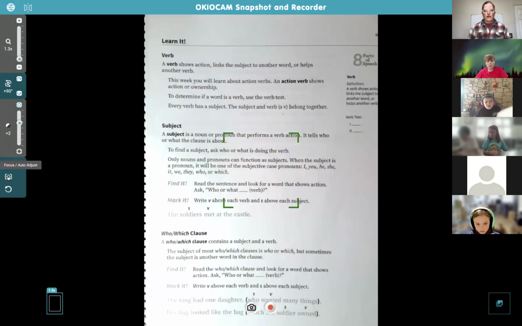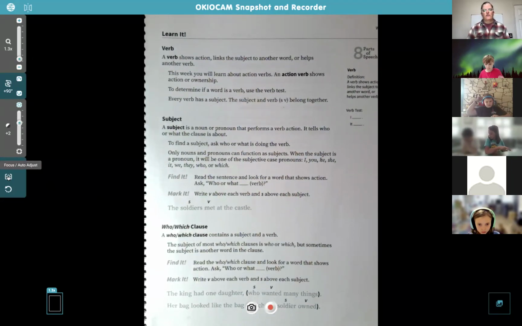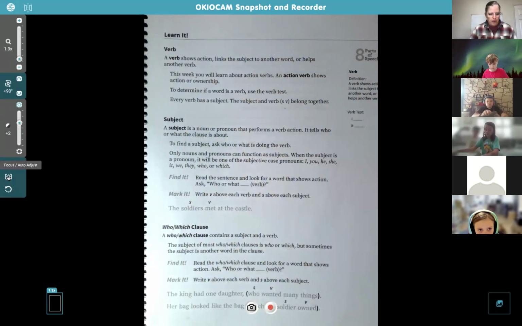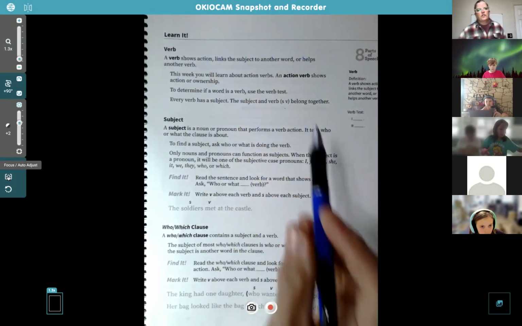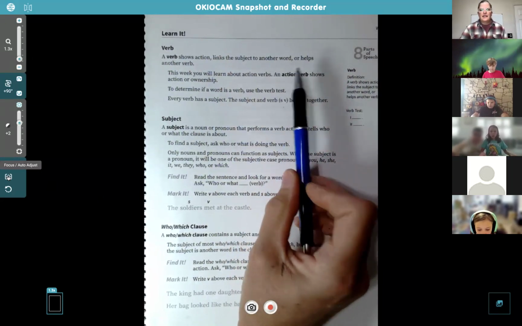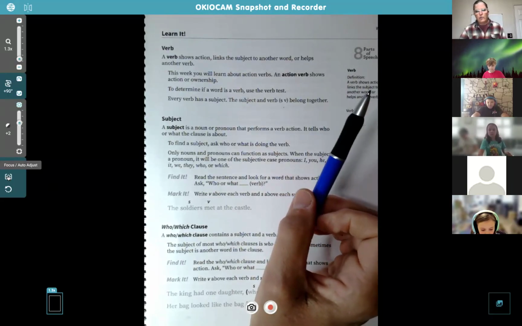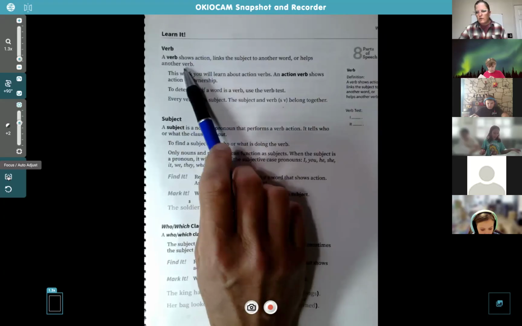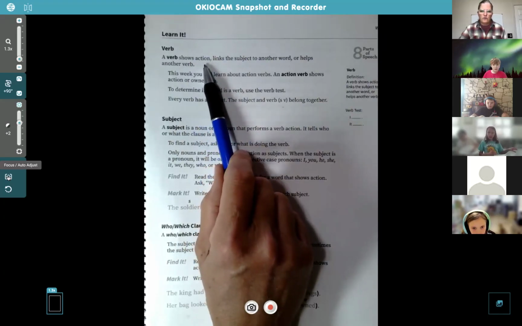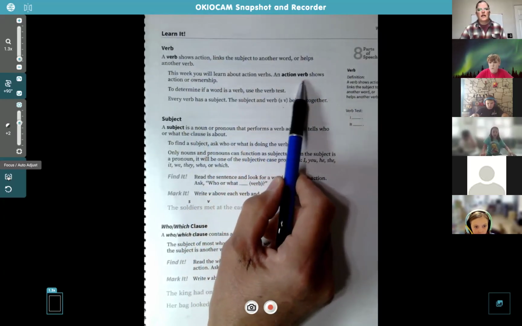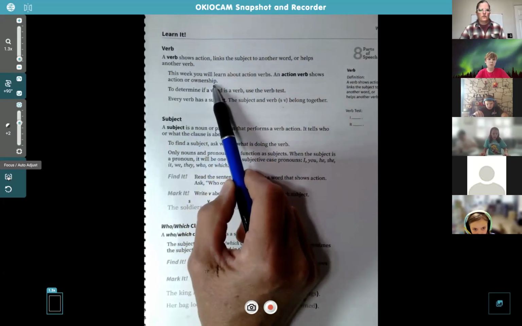Page 49. We are going to talk about verbs. You guys know about verbs, and we're going to talk about how to label them in this book this week. Verbs show action basically, and they do a couple other things too. Sometimes they link words together and sometimes they help other verbs, but we're going to learn about linking and helping another time. Today we're focusing on action. That's the easiest one, when a verb shows action. So this week you will learn action verbs, and an action verb shows action or ownership.